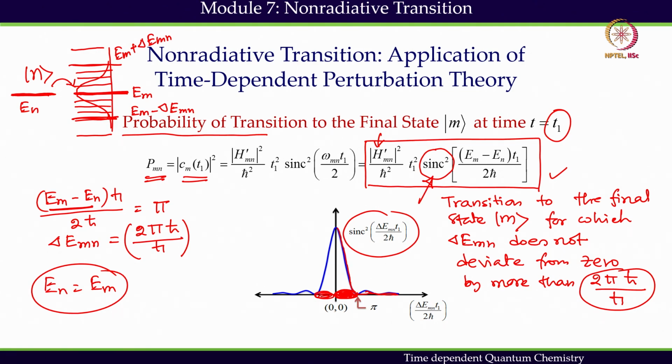So the bottom line, what we have learned from this exercise, is that non-radiative transfer of population from the initial state to the final state is possible only if the final state energy difference, this delta E, does not deviate from 0 by more than this value. This is going to be plus minus, both values are possible. So all those states will be populated if they are within this energy bandwidth.